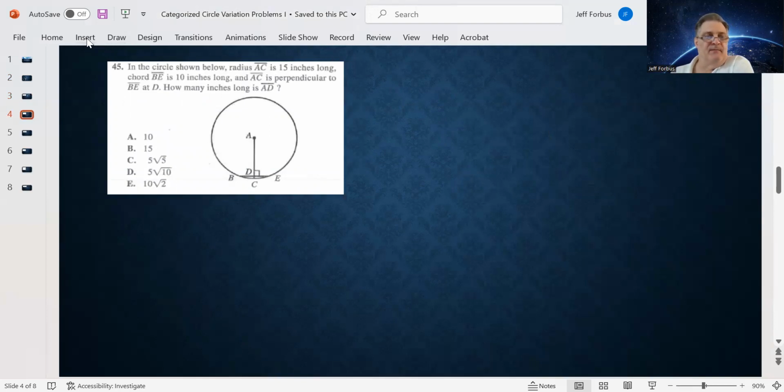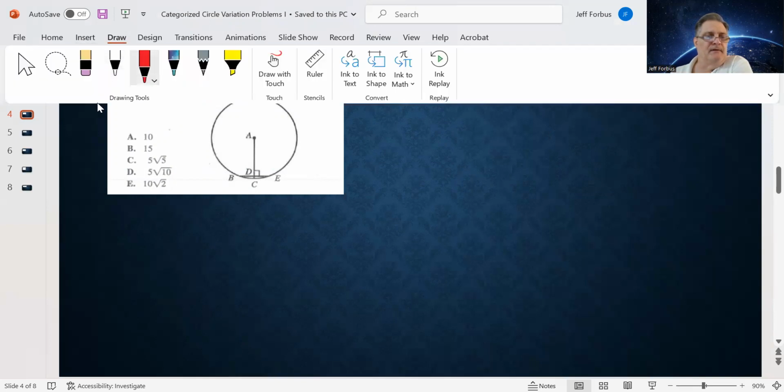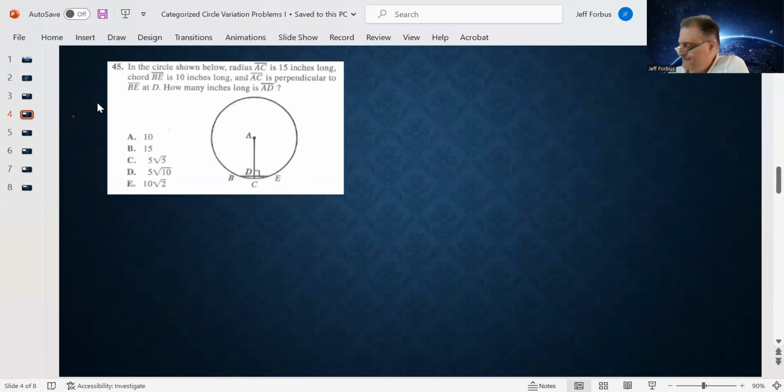So with that being said, I'm going to change the color of my pen tip. Draw, red. I want to draw on top of the figure. Now, it says in the circle shown below, radius AC is 15. So the radius is AC and the length is 15. Chord BE is 10. So the chord is split in half by AC, and AC is perpendicular to BE. How many inches long is A to D?